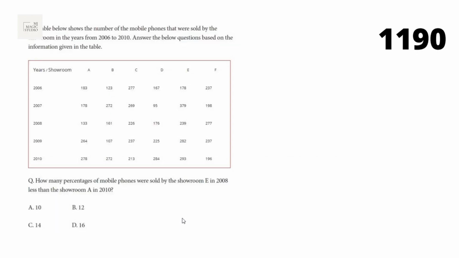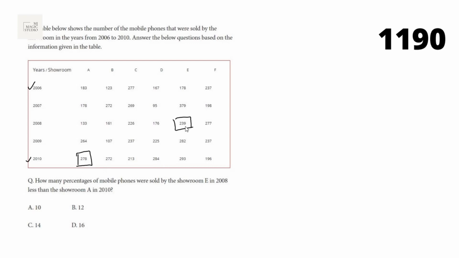Okay, a tabular representation, tabular data. A table below shows the number of mobile phones that were sold by the showroom in the years from 2006 to 2010 at different showrooms A, B, C, D, E, F. Answer the below question. How many percentages of mobile phones were sold by showroom E in 2008? 2008 E is 239, less than showroom A in 2010. Showroom A in 2010, 278.